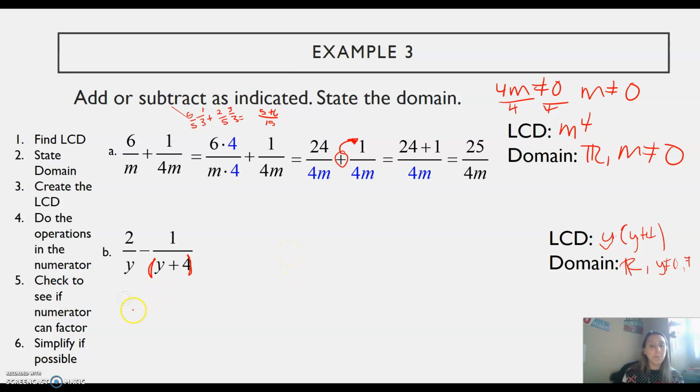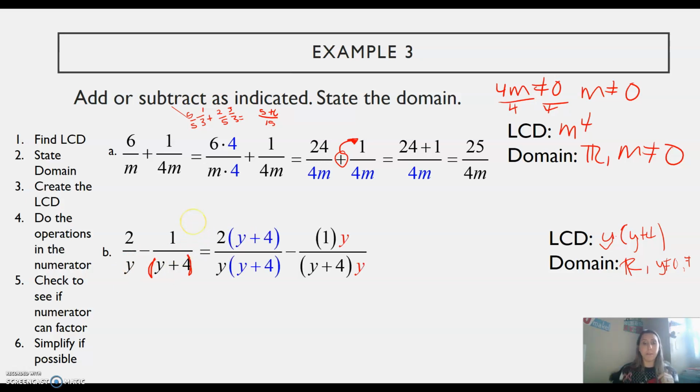So I'm going to need to multiply top and bottom by the missing factor that I don't have that is in my LCD. So y plus 4 is in my LCD and I don't have it, so I'm going to need to multiply the top and the bottom by y plus 4. And this one is missing a y, so I'm going to need to multiply the top and the bottom by y. Okay, so then what I'm going to do is multiply that 1 by y. Okay, I need to distribute.